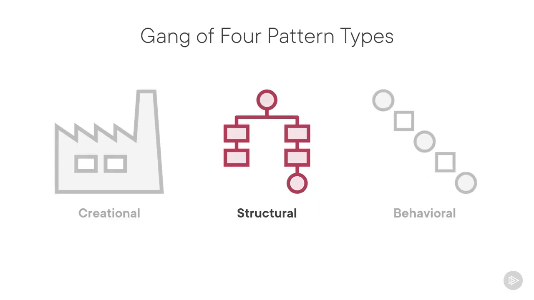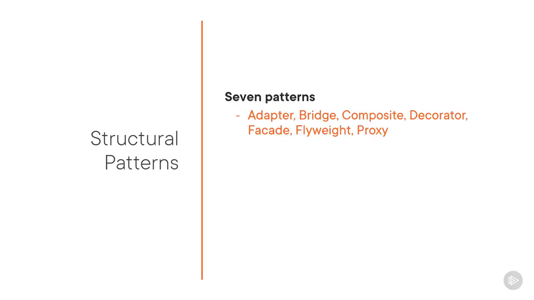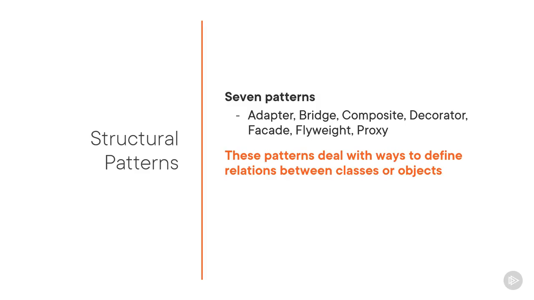The second pattern type is the structural pattern type. This one consists of 7 patterns. They all deal with ways to define relations between classes or objects. In other words, they are concerned with how classes and objects are composed to form larger structures, hence the name.